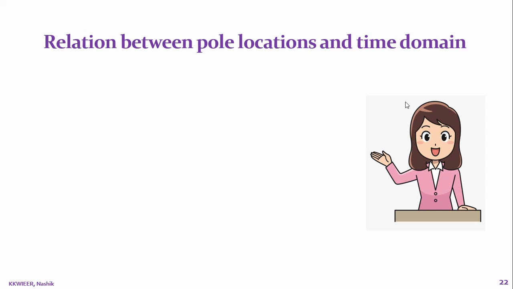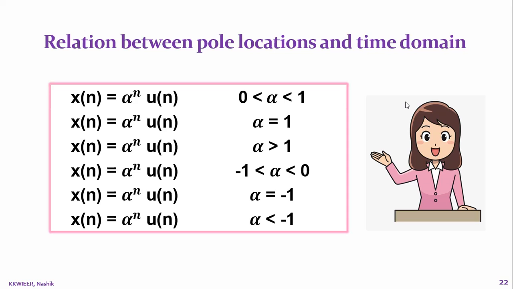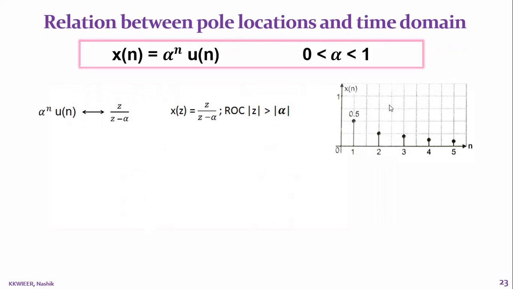Now what is the relation between pole location and time domain? We will see that with the help of different examples. Let us consider all the examples one by one. Suppose x of n is a decaying exponential signal as shown in this figure. How to write that? a raised to n u of n, but with alpha running from 0 to 1.